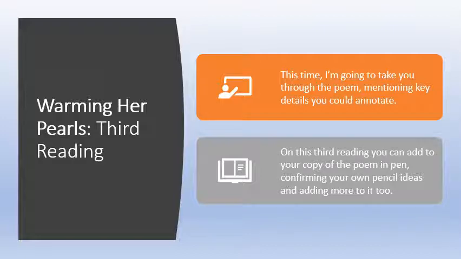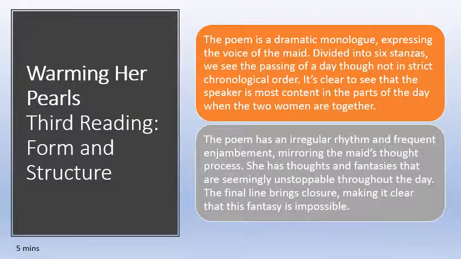Right, this time I'm going to take you through the poem, mentioning key details you could annotate. On this third reading, you can add to your copy of the poem in pen, confirming your own pencil ideas and adding more to it too. So on top of your notes, you need to copy this into your books.